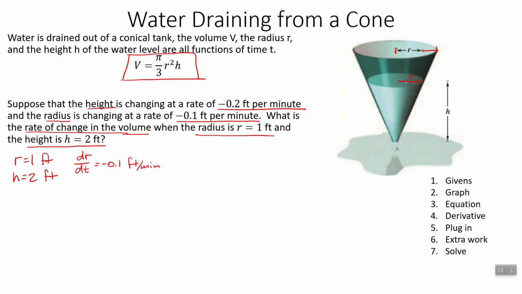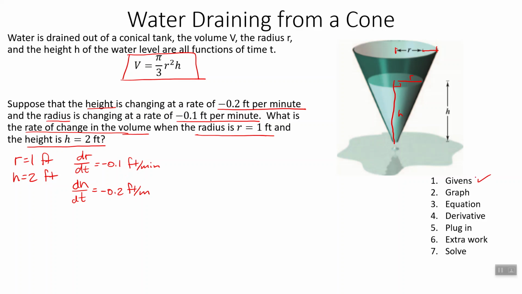All right, so the radius is shrinking. The height is also going to be shrinking because it's getting smaller and smaller as we go down. So here's our height straight down from there. Very straight, right? I know. All right, so they give us that. The rate of change in the height is negative 0.2 feet per minute. All right, and I think that's just about everything they've given us. So there's our givens.